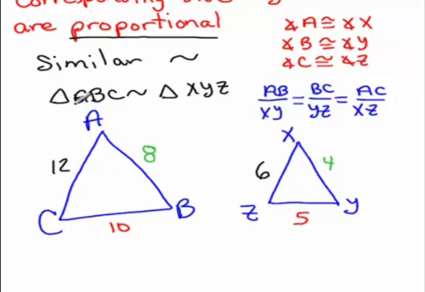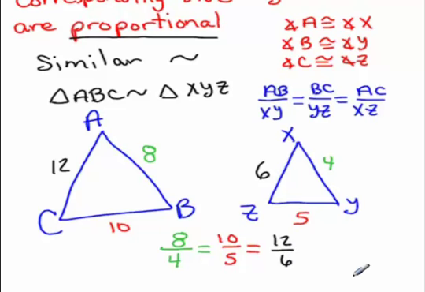We know that the triangles are similar. We're told that by the similarity statement. So thus we know that angle A is congruent to X, B congruent to Y, and angle C congruent to Z. But we want to check for this proportionality. Remember how we set up proportions. We have AB over XY. The length of AB is 8 over 4. And that is equal to 10 over 5, which is now equal to 12 over 6.